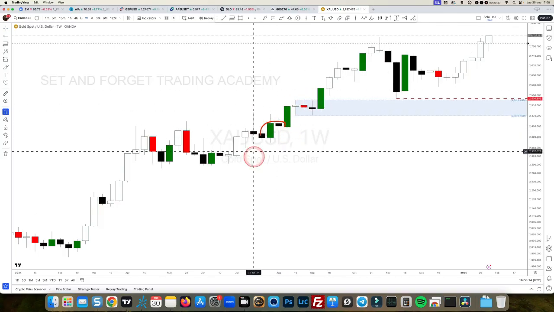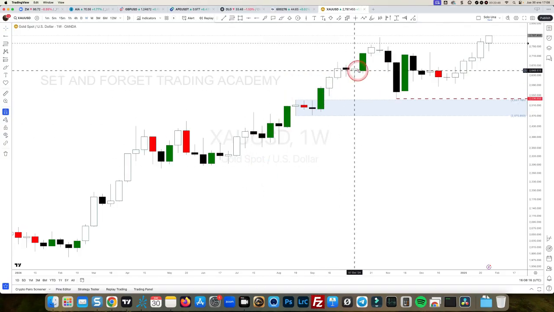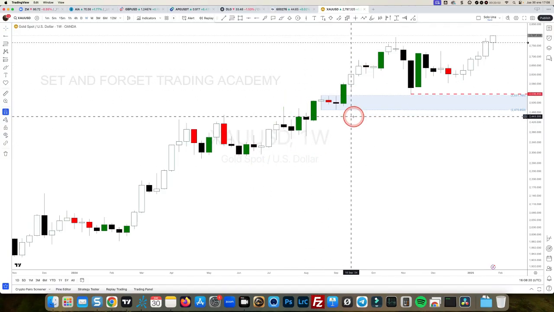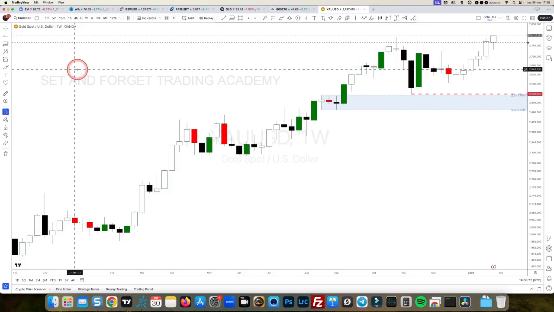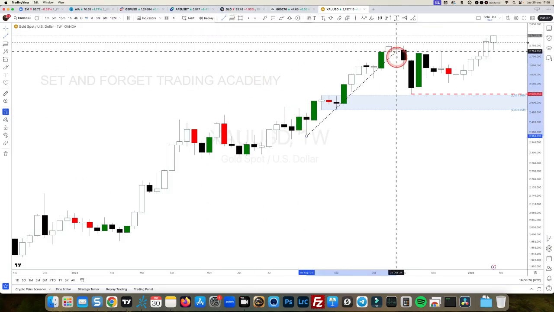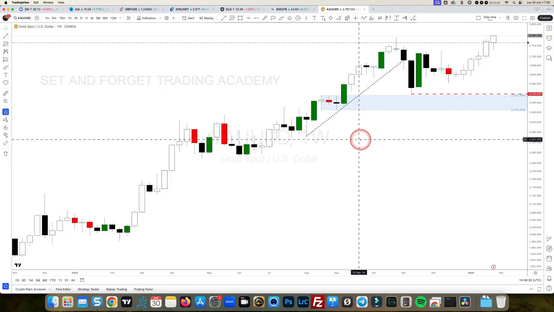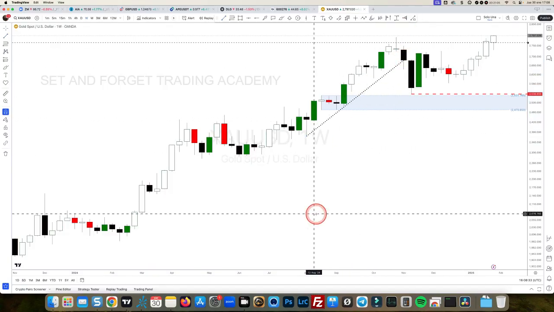Here we've got another CP, rally base rally. Okay, here we've got another CP. Okay, so this is another example of overextension on the weekly time frame. We saw one on the gold daily time frame. Okay, so this is how you would draw the trend line.